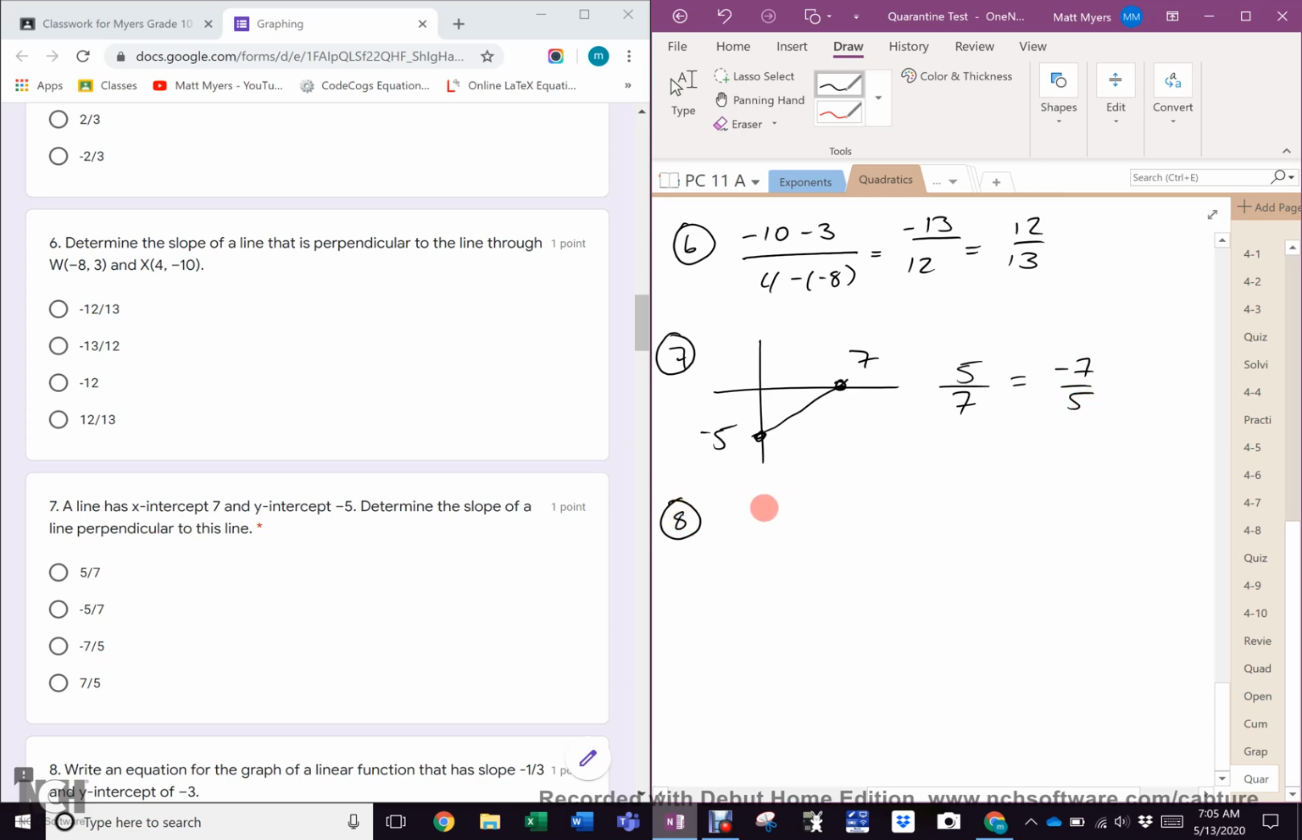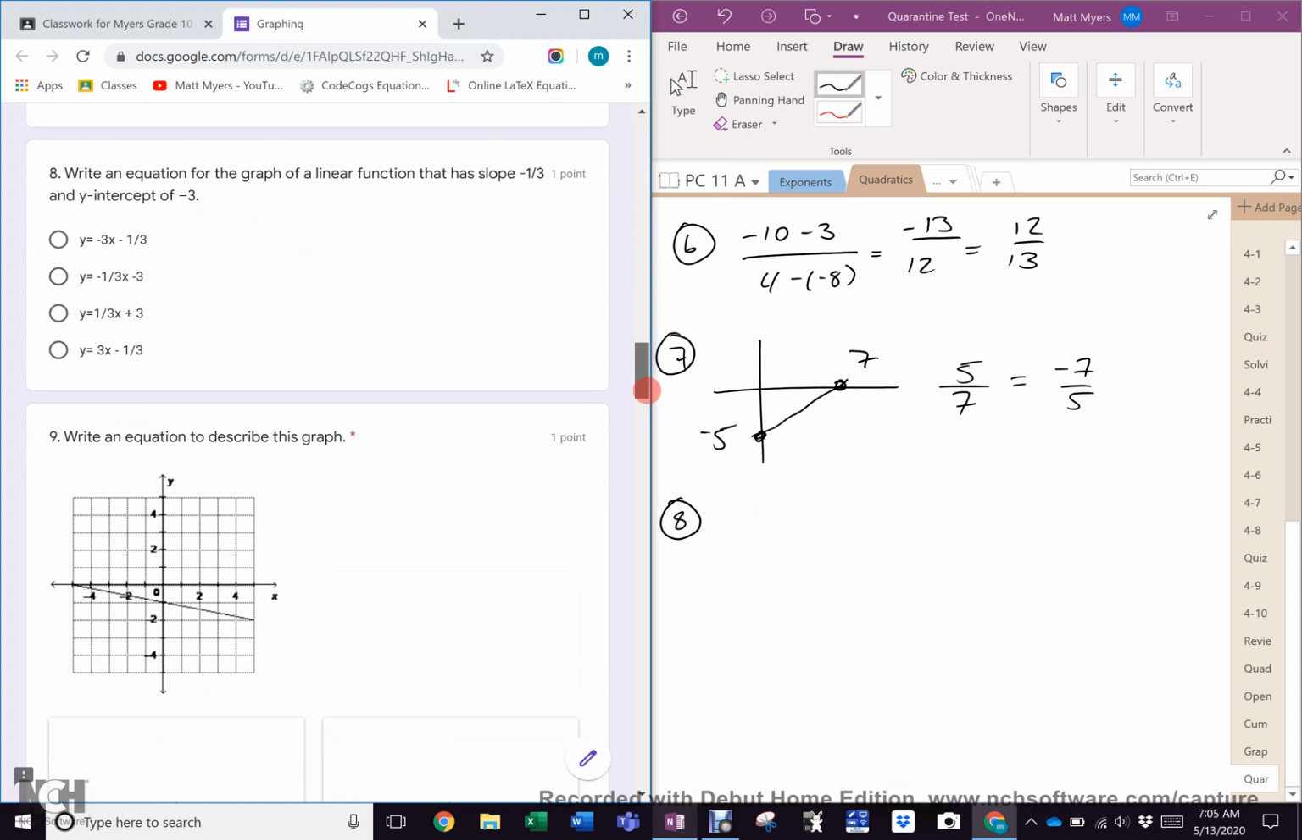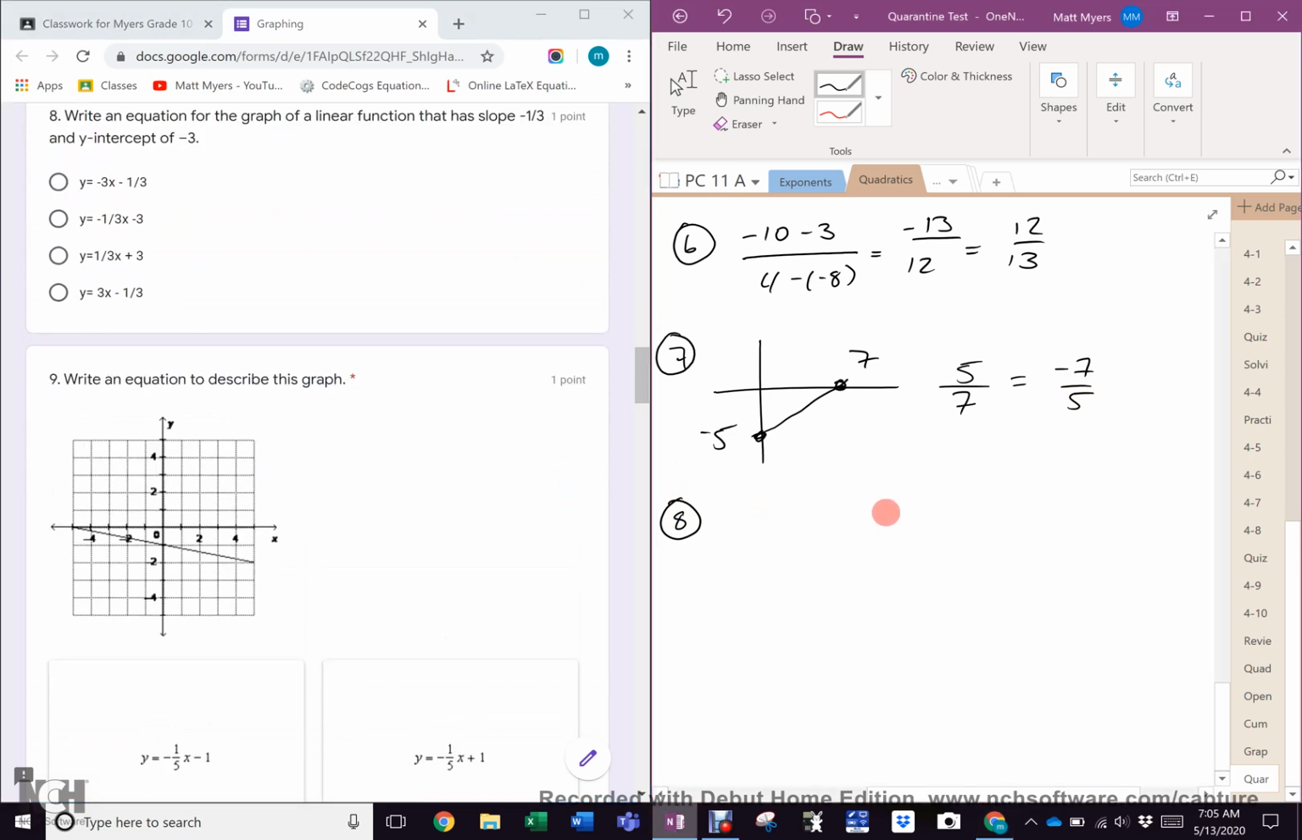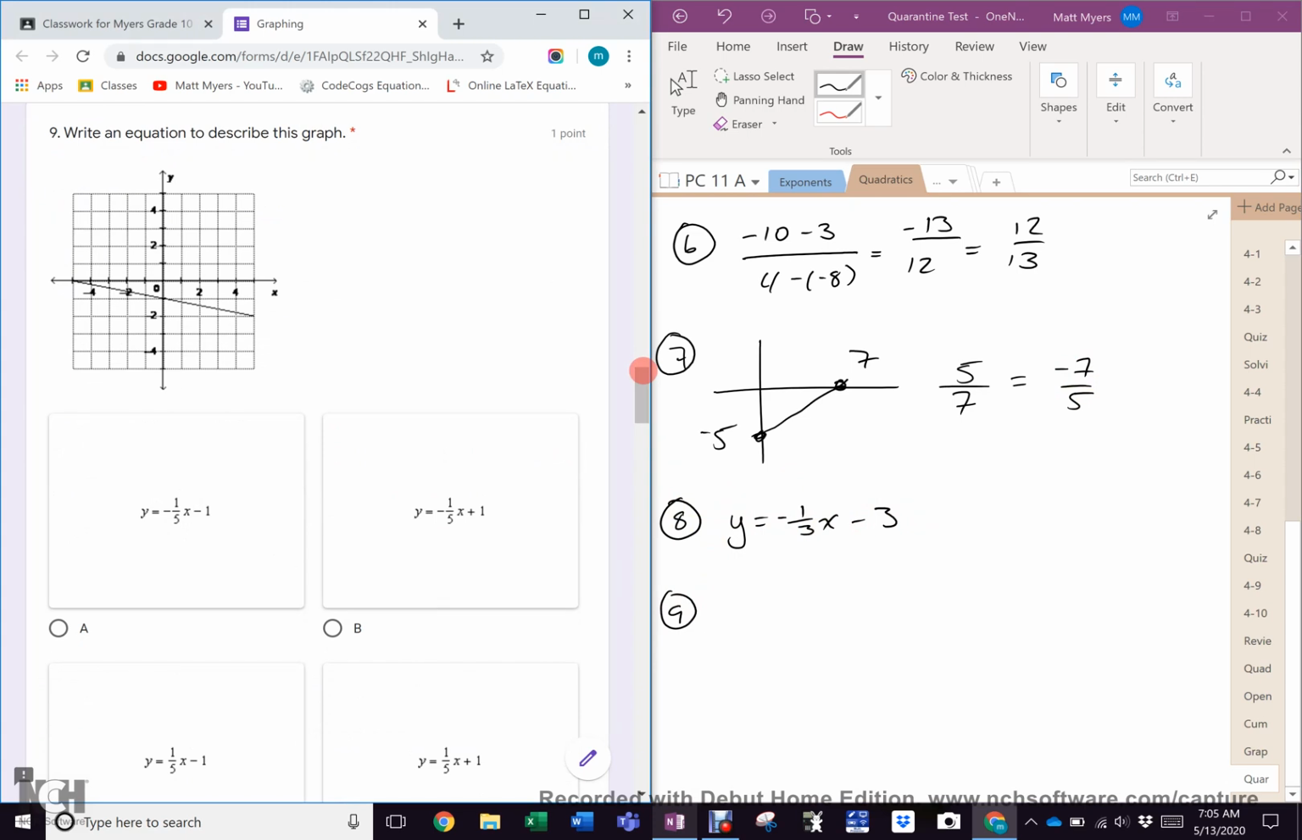Number 8. Write an equation for a graph that has a slope of negative 1/3 and a y-intercept of -3, so it's y equals negative 1/3 x minus 3. Number 9, write the equation of that graph. Well, you can see it goes through -1, so the y-intercept is -1, and it goes up 1 and left 5, so the slope is negative 1/5. So it's negative 1/5 x minus 1, which is A.